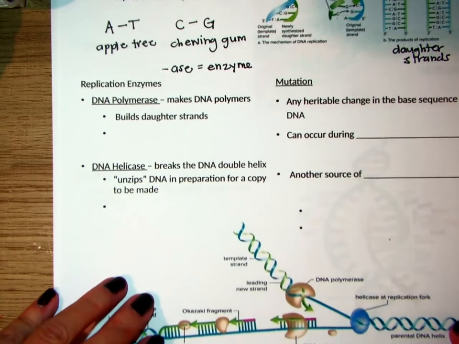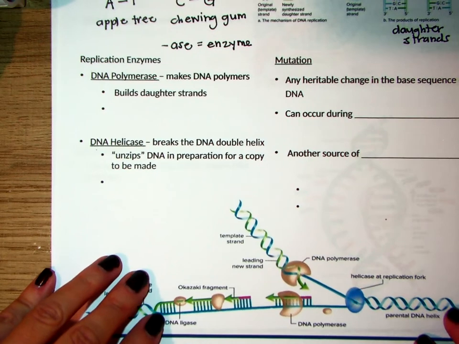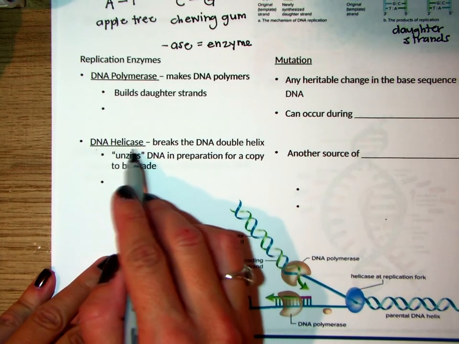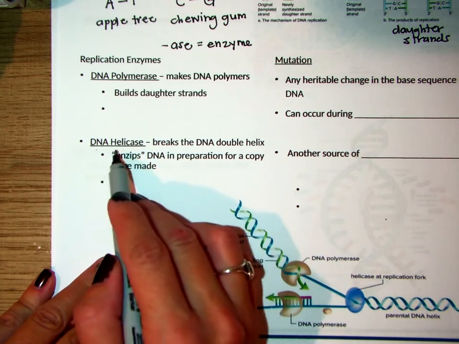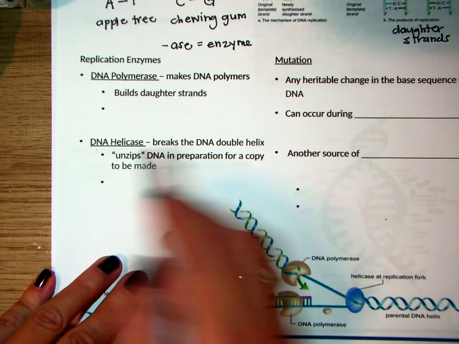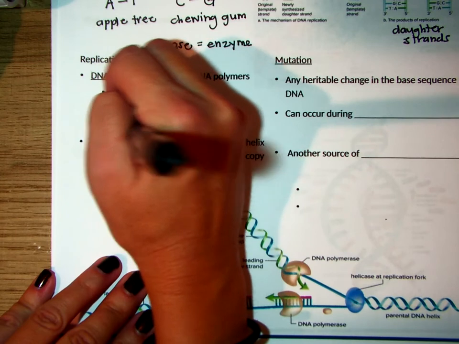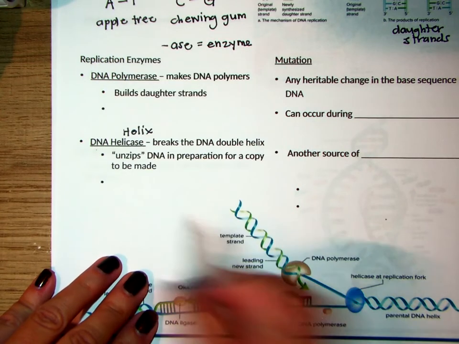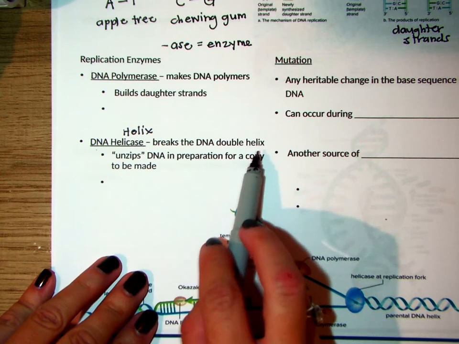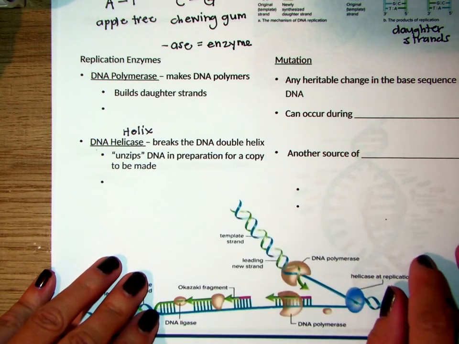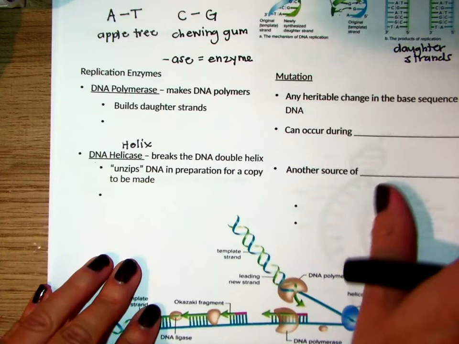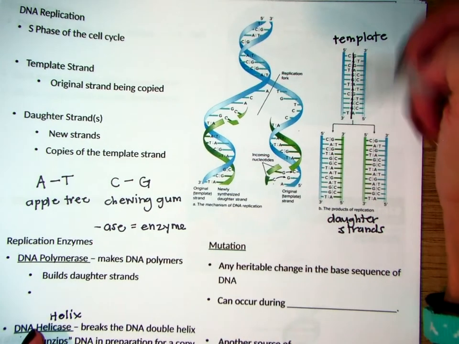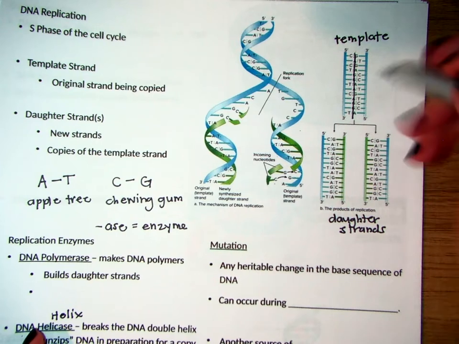And let's skip down to DNA helicase. So if you just look at that word, it ends in ase, so we know it's an enzyme, and then we have helic in front of it, so think of that as helix. And so what this does is it breaks the DNA double helix. And so DNA helicase is what's going to come in and unzip these 2 strands so they can be replicated.